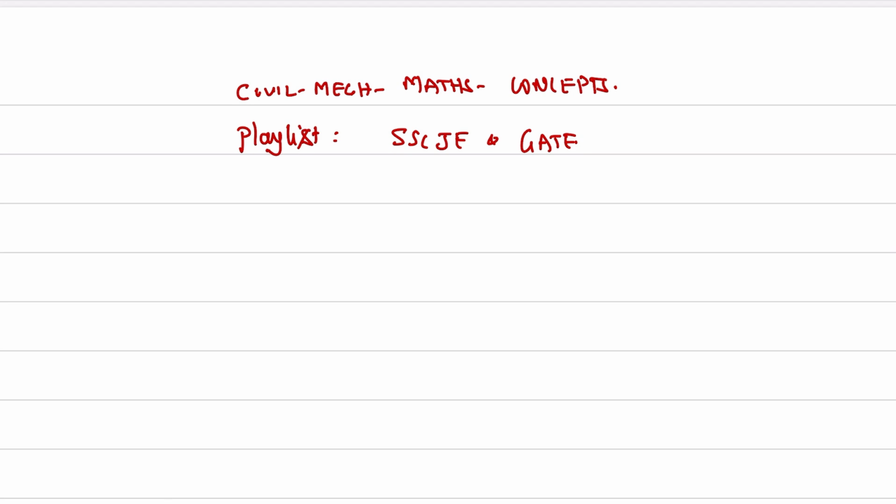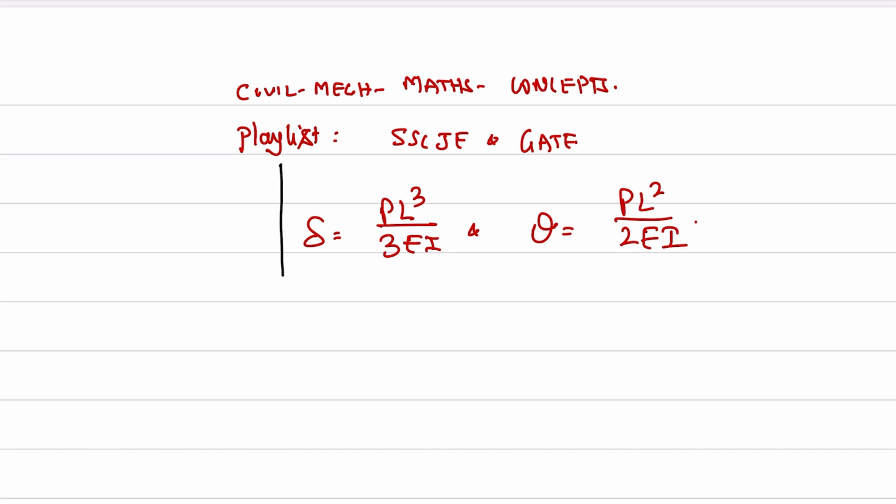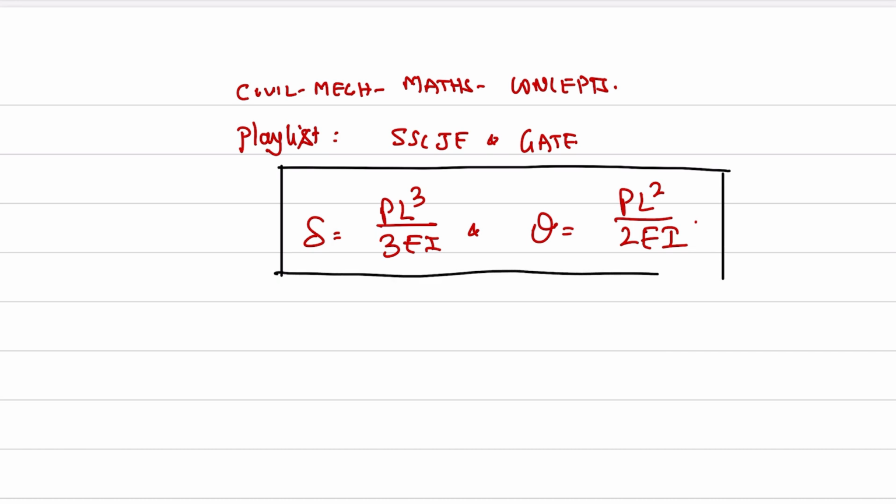Please remember these two formulae. Delta is equal to PL cube by 3EI and theta, the angle, is equal to PL square by 2EI. How have we got this? In the next lecture we will be deriving these equations. We will do the derivation of these two equations in the next class, so that you will understand how we have arrived at these equations.